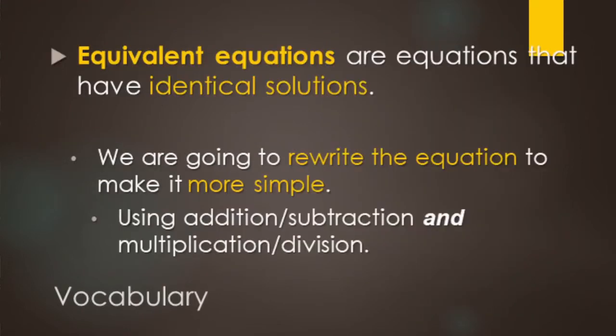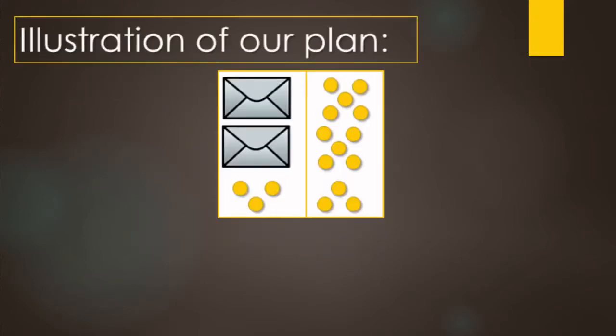So the strategy we're going to be using here is writing what are called equivalent equations. And that's when we take a big equation and we simplify it down so that the simpler equation has the same solution as the big old long nasty one that we started with. Now we will be using addition, subtraction, and multiplication, division, whereas when we had one-step equations, we either used addition, subtraction, or multiplication, division. So here's an illustration of our plan for solving equations.